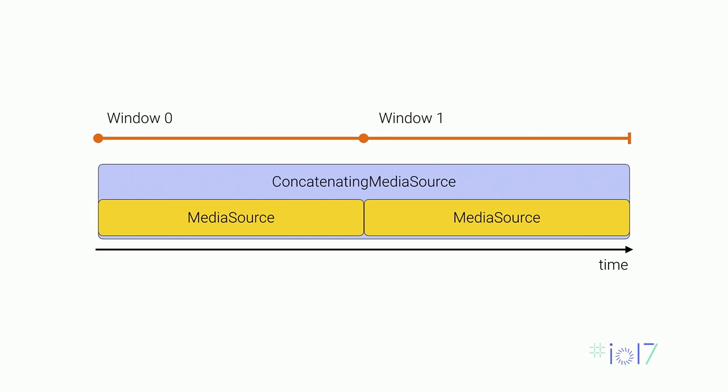A more interesting case is if you concatenate two sources together. And in this case, you end up with a timeline that has two windows. And as you can see, for both windows, the start position is at the beginning of that source.